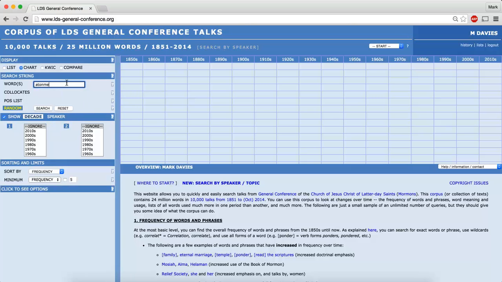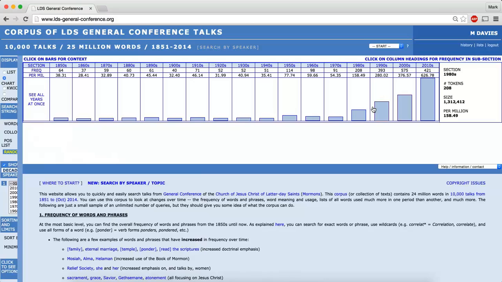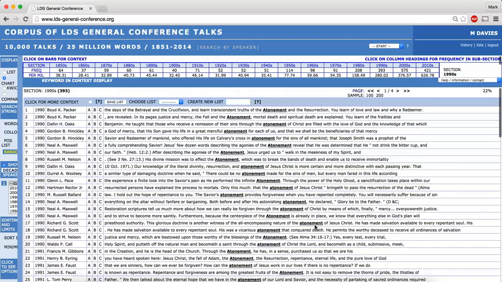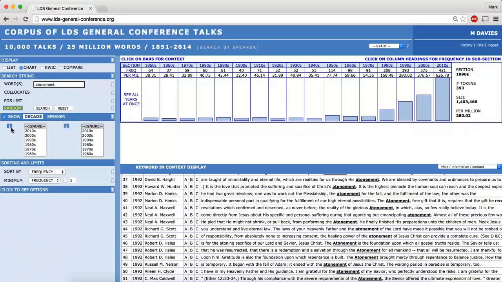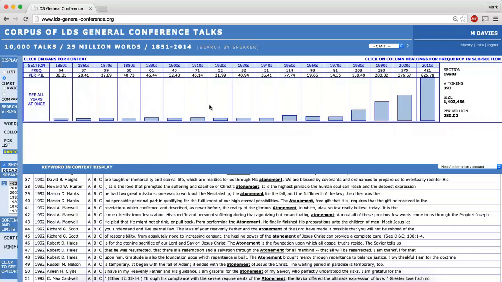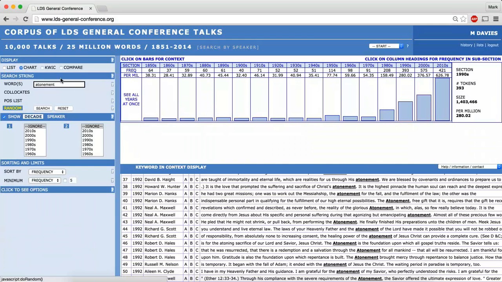So let's take a simple example like atonement. When we search for that, we see that per million words, so it does take into account the total number of words in each decade, you can see that it's increased over time. You can click on any of these decades and see the word being used in context. In this case, it doesn't mean that 100 or 150 years ago they weren't talking about the concept of the atonement. They just were not using the exact word atonement. So you need to keep those two separate.